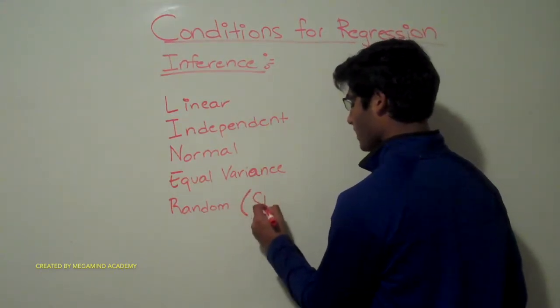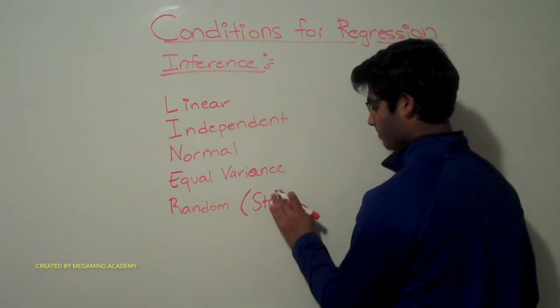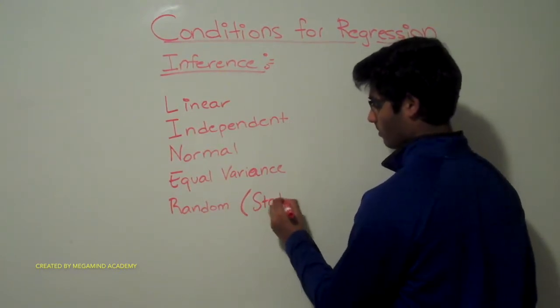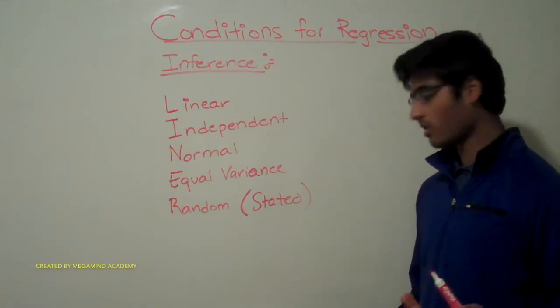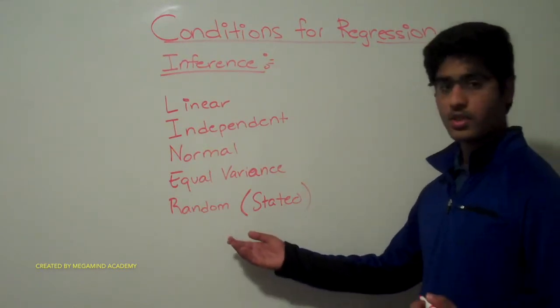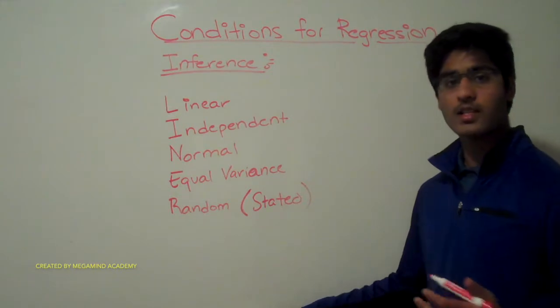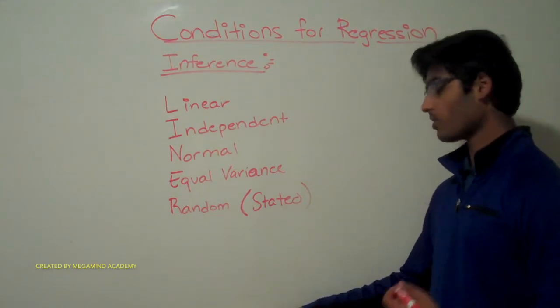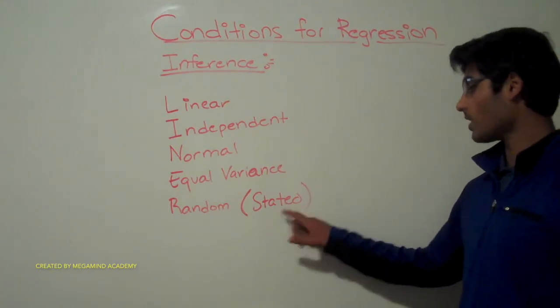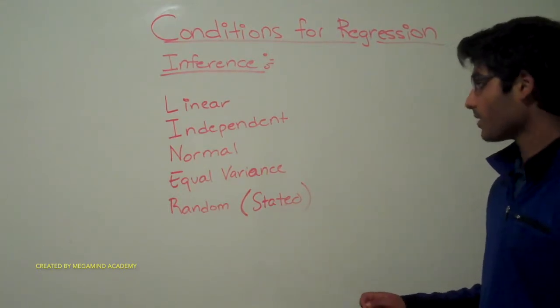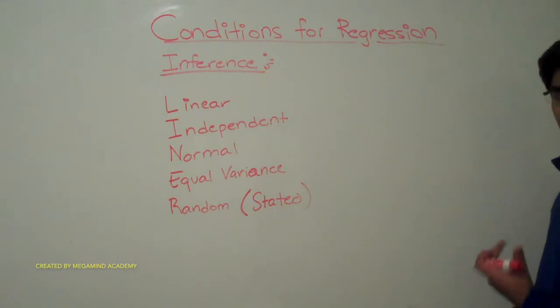So this is always stated in the problem. The problem always has to state whether the sample collected or the samples collected were random. So let's say a sample of 50 people is randomly selected from a population. So it has to be stated in the problem. There's no way around that. Now let's move on to the next thing.